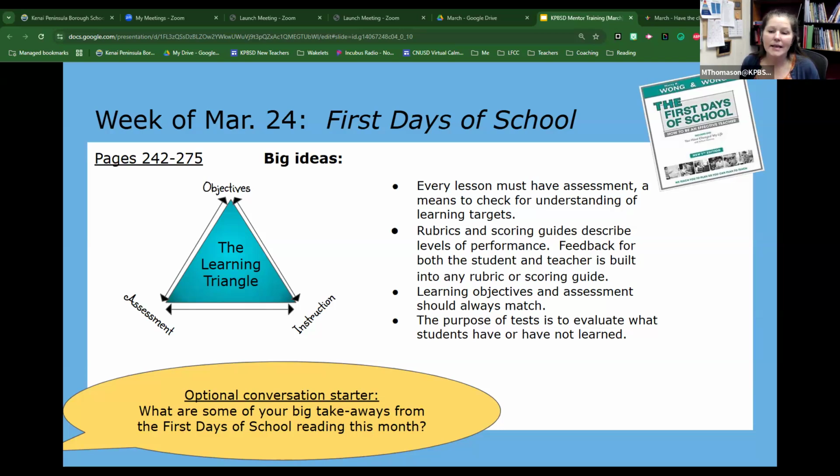Of the 4 big ideas that I took away from the reading, I would want mentees to recognize the importance of that day-to-day formative assessment, those checks for understanding, as well as there should always be a match between the learning target and the checks for understanding. So those are the big ideas from the first days of school.